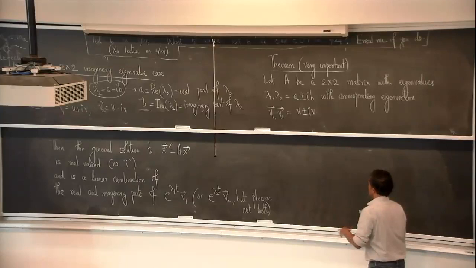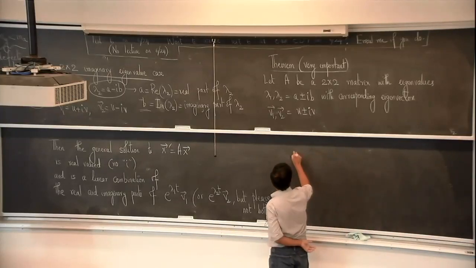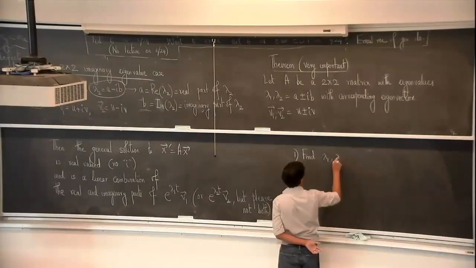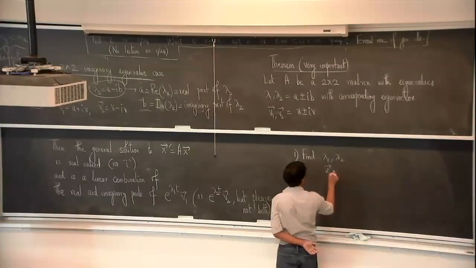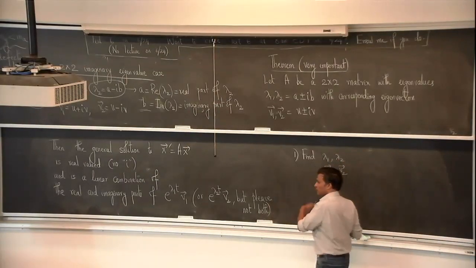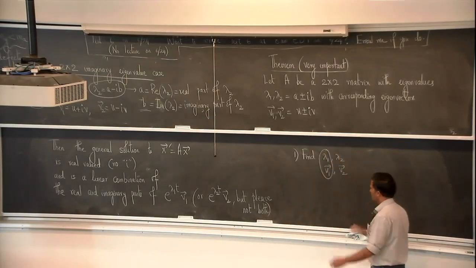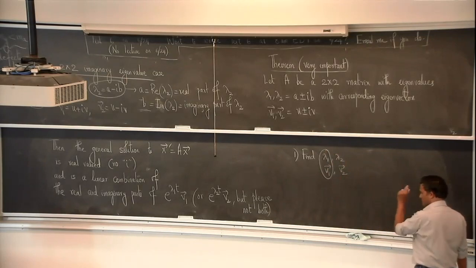So what you do is find your eigenvalues and eigenvectors lambda 1, lambda 2, v1, v2. Assuming that these are imaginary, if you find this one here, the other one is automatic because it's the conjugate. So all we need is that one pair.